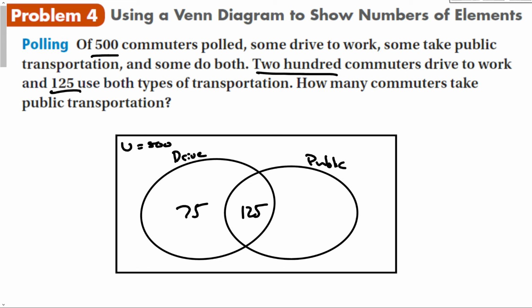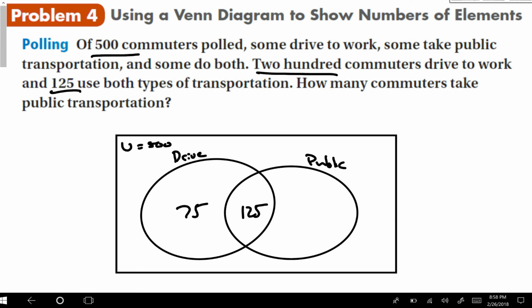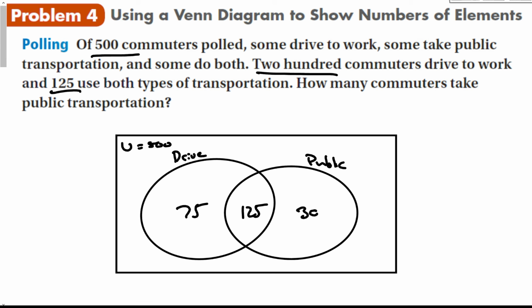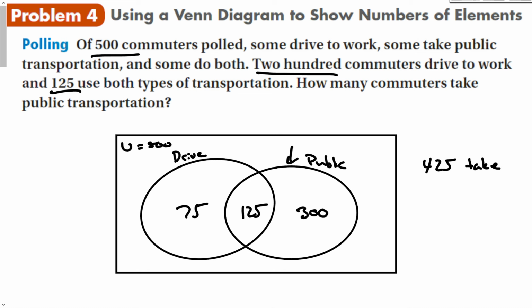Now in total, there are 500 commuters. So this whole thing has to add up to 500 commuters, which means that on this side right here, since I already have 200, this has to be 300. Now the question is how many commuters take public transportation? So that's everything in this circle. So it has to be 300 plus 125, so 425 take public transportation.